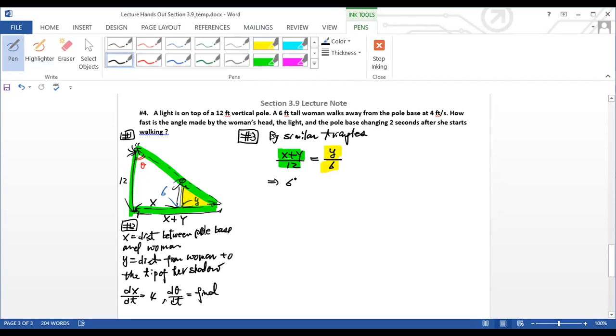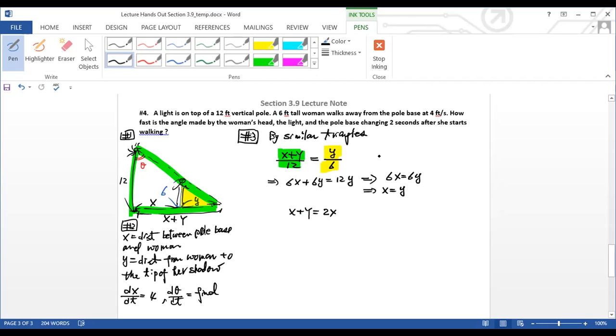So you do a cross product: 6x plus 6y is equal to 12y here. All right, so that means 6x equals 6y, so x equals y. Now if x equals y, I know that x plus y is equal to 2x here.